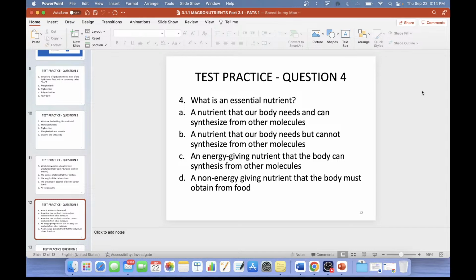So what distinguishes saturated from unsaturated fats? Okay, so pay attention here. A, the species of atoms that they contain. B, the length of the carbon chain. C, the presence or absence of double carbon bonds. D, the prevalent type of fatty acids that they contain.